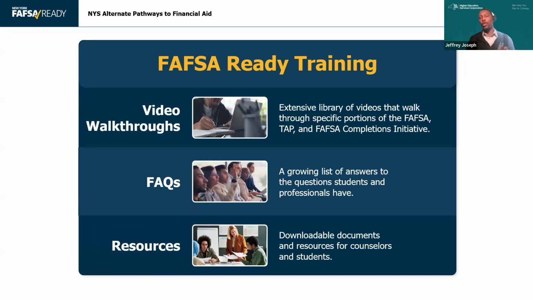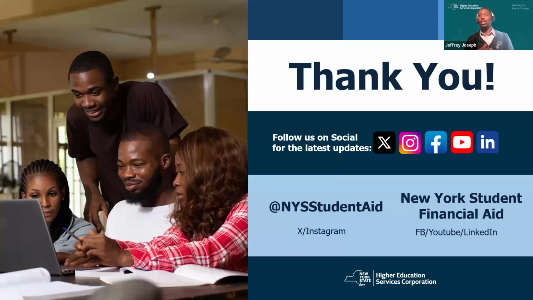So look at the Fast Ready training page, not just for alternate pathways, but for TAP, for the FAFSA Completion Initiative, and for FAFSA. We have these resources available for you that you can just hand to students. I've done it before. I've helped students with things like requesting a tax transcript instead of running through it with them. I go to our site, go to TAP, request a tax transcript, and I send it as a document. So it's super helpful.